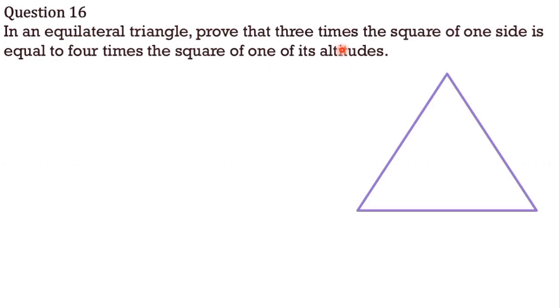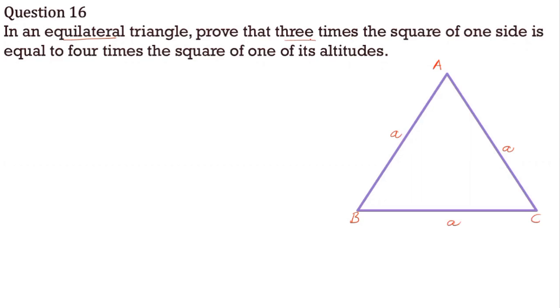Now draw an equilateral triangle. Triangle in which all sides are equal is called equilateral triangle. Now ABC is an equilateral triangle. Take its side length equal to A.